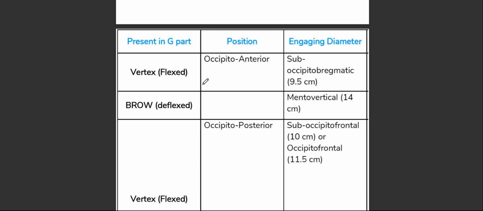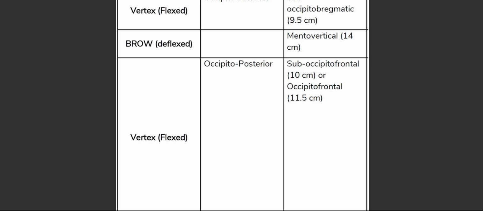For the vertex presentation, I already told you that it is a flexed position. Vertex presentation is already known as flexed attitude, and it represents sub-occipito-Bregmatic. Whenever Bregma comes, it is 9.5 centimeter. For the brow presentation, deflexed head, mento-vertical diameter, which is 14 centimeter. For vertex flexed presentation, it may either be sub-occipito-frontal diameter or occipito-frontal diameter. O means full, meaning 11.5 centimeter, and sub-occipito means 10 centimeter.